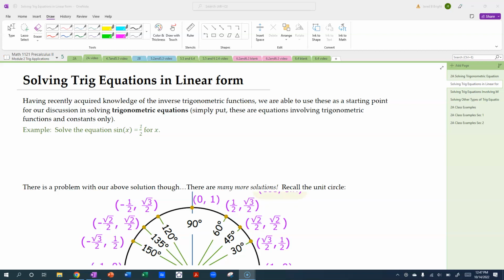In this video, we're going to look at solving trig equations, and trig equations in a specific form that we call linear form. So when I use the language of trigonometric equations, these are equations where we're going to have trigonometric functions, clearly, and constants only. So we're not going to combine trigonometric functions and polynomials, something like sine x plus x, right?